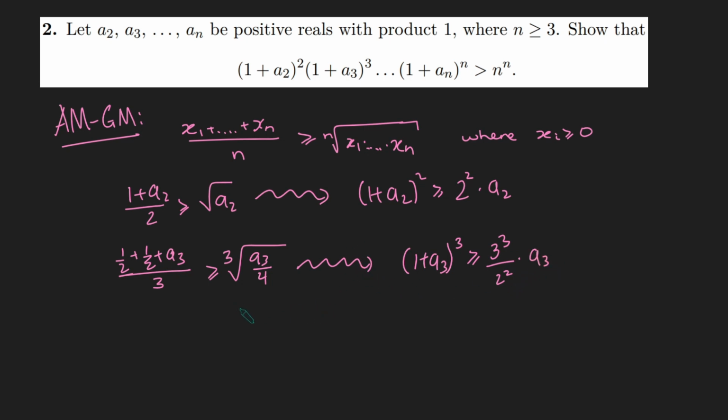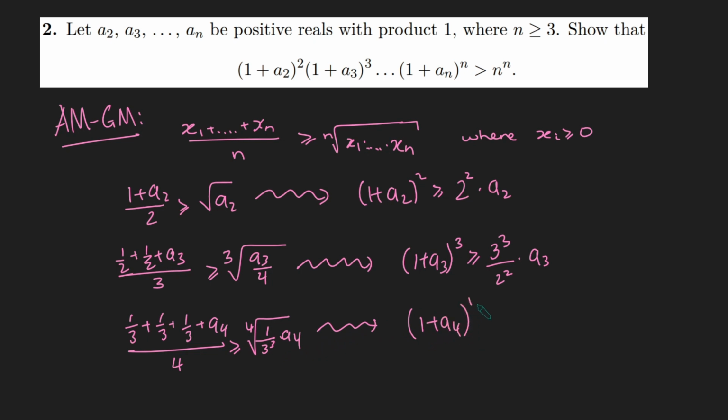Okay, let's get another inequality here. Let's do something similar with a4, and you might be able to guess what I'm going to do here. I'm going to write it as 1/3 + 1/3 + 1/3 + a4, and divide that by 4. This is still 1 + a4 on the numerator, but applying the AM-GM inequality, this is going to be bigger than or equal to the 4th root of (1/3)^3 times a4, that's 1 over 3^3 times a4. And again, rearranging this is going to give me (1 + a4)^4 is bigger than or equal to 4^4 over 3^3 times a4.